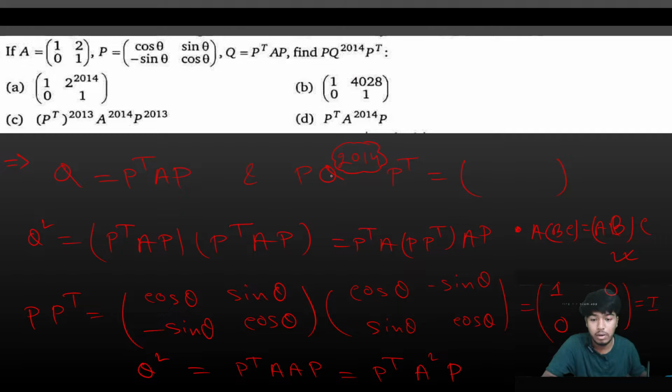Now multiply both sides by what? Our aim is this one, no? P Q square. Sorry guys, sorry for the disturbance.